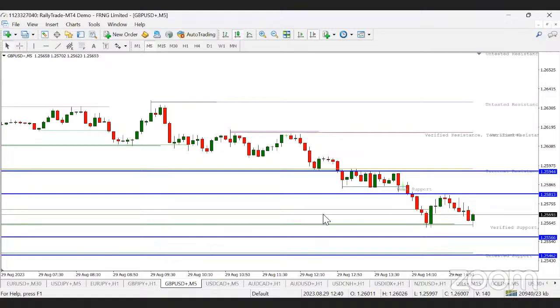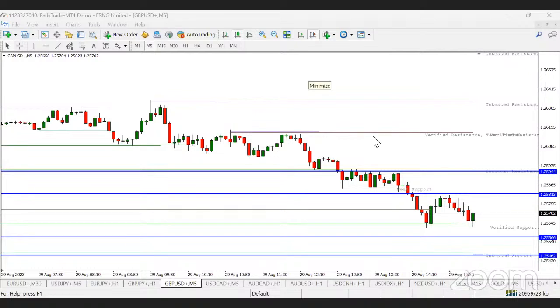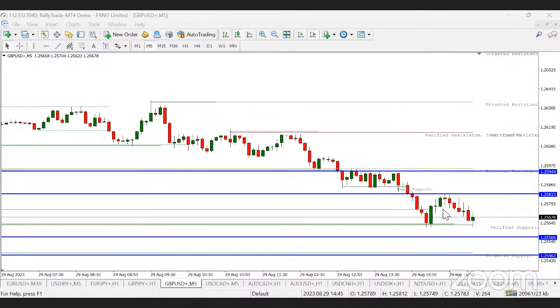So I'm going to be taking in my buy entry. I might not be able to type it, so you probably would need to just write it down as fast as you can. My entry is going to be at price 1.25813, and my take profit is going to be at price 1.25944.